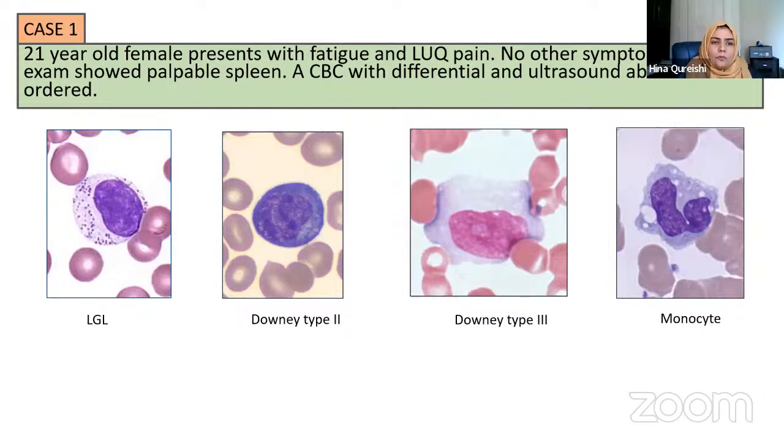So peripheral blood showed these different types of cells. The first one on the left side is called an LGL, which is a large granular lymphocyte. This is a type of lymphocyte that has abundant cytoplasm and has these granules in the cytoplasm. For the most part, it's considered a reactive expansion of a lymphocyte subtype.